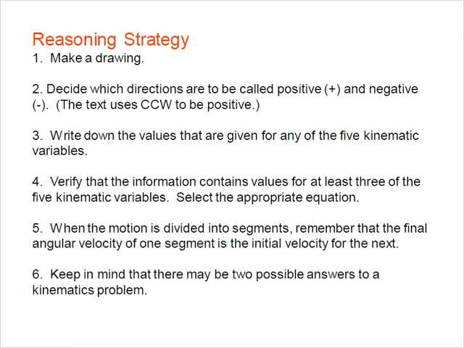Okay, reasoning strategies. We're going to make some drawings. We're going to decide which directions are to be called positive and negative. Your text uses counterclockwise as positive. Write down the values that are given for any of the 5 kinematic variables. You probably need about 3, but remember there are some key words in there, like at rest usually means that one of your speeds is 0. Constant velocity means that one of your accelerations is 0. Verify the information contains at least 3 of those 5 kinematic variables.